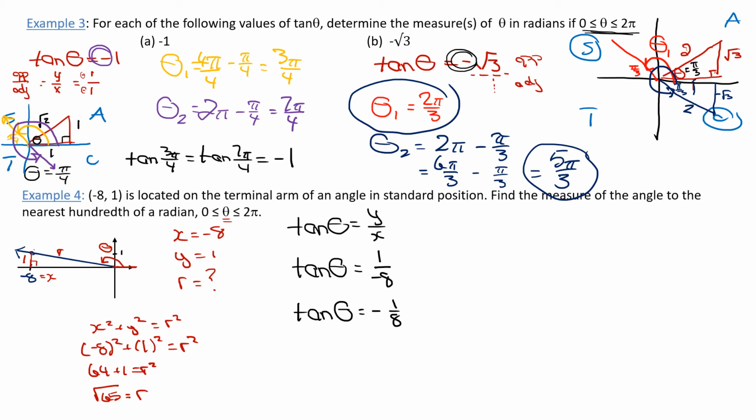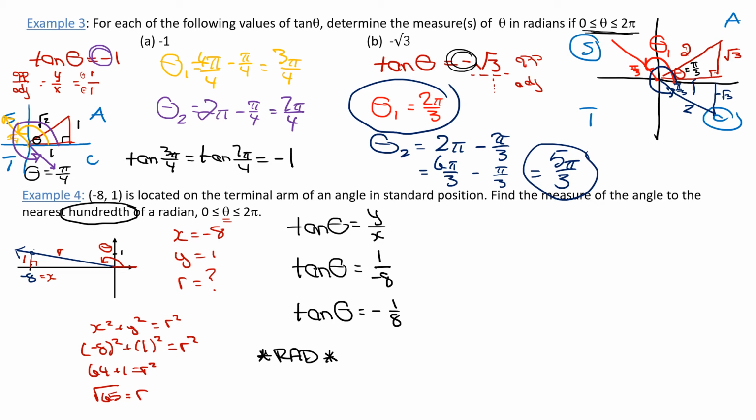Now we can use our calculator. The question says here nearest hundredth, so that's your key right there, that you're allowed to use a calculator. So in your calculator, make sure your calculator is in radian mode. Some calculators, every time they shut off, will default back to degree mode. So please make sure your calculator is in radian mode.